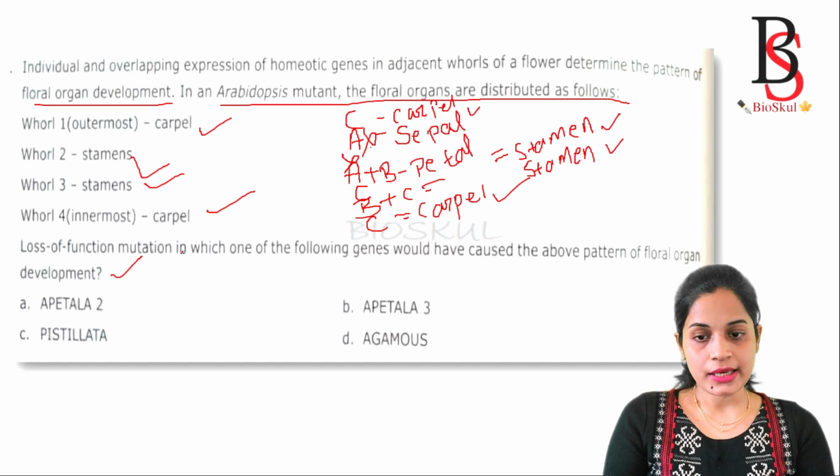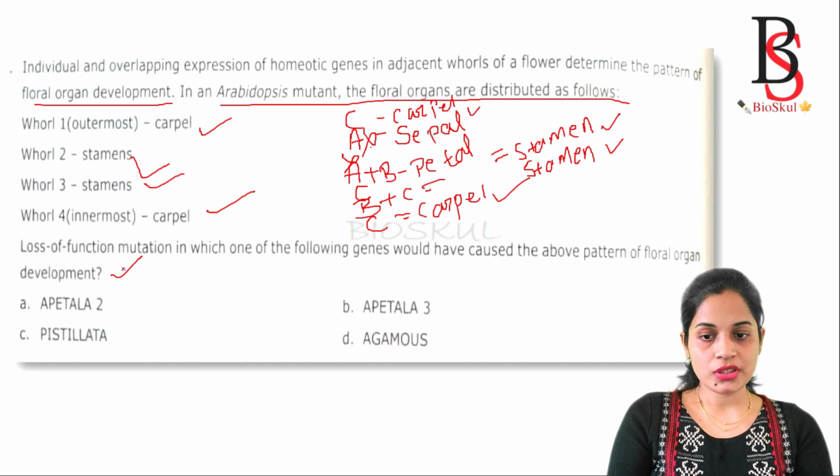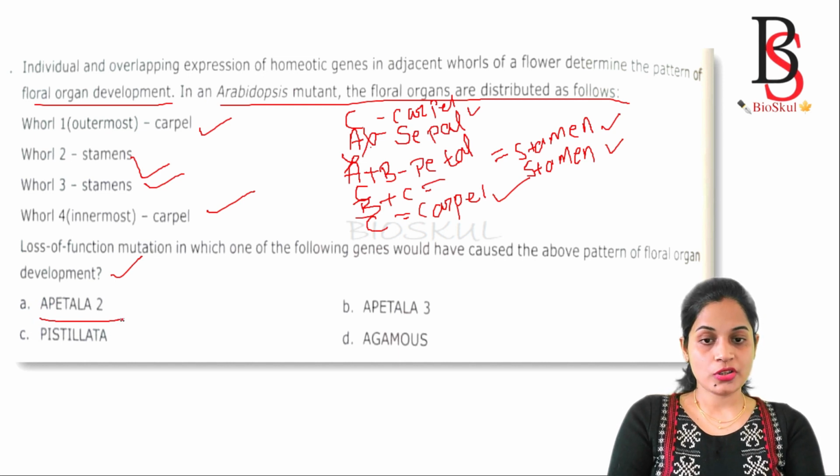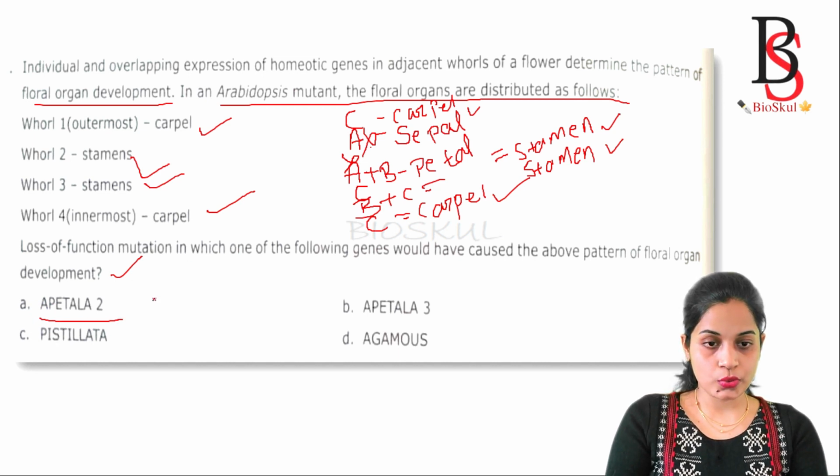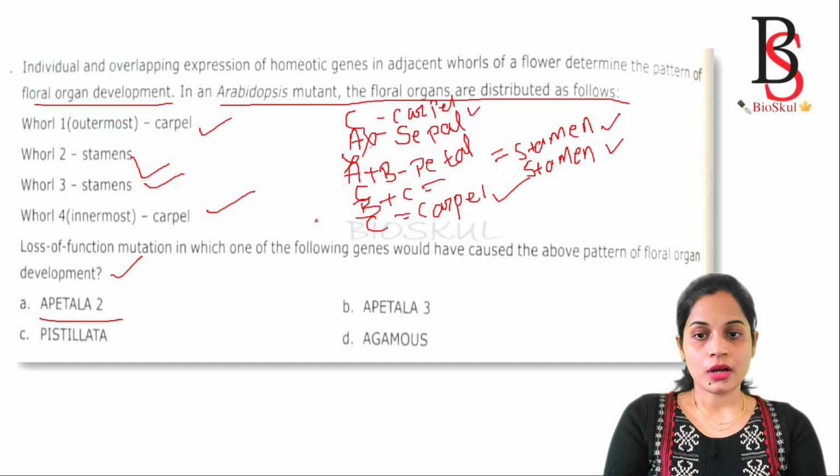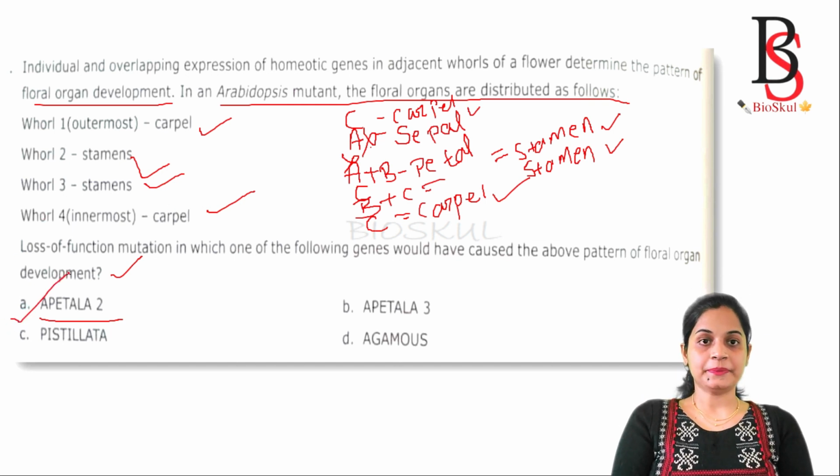So the gene A is represented by which one? That is the Apetala 2. Loss of function mutation in Apetala 2 would cause the above floral pattern. So the correct answer is option A.